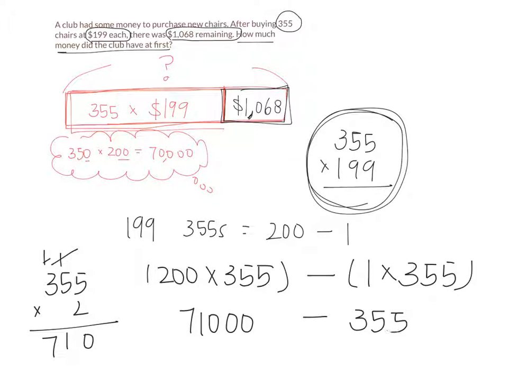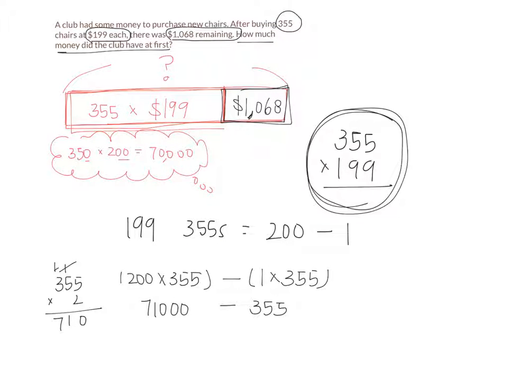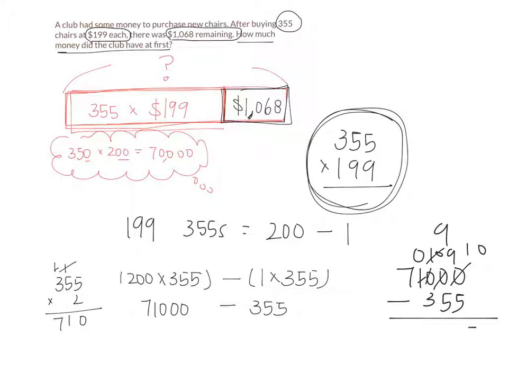355. Okay. So using the standard algorithm, I can subtract 71,000 minus 355. Okay, I need to do some regrouping. So 10 minus 5 is 5. 4, 6, 0. Did you guys get 70,645? Yeah. Okay. Andrew, is that what you got too? Oh, you're not done yet.